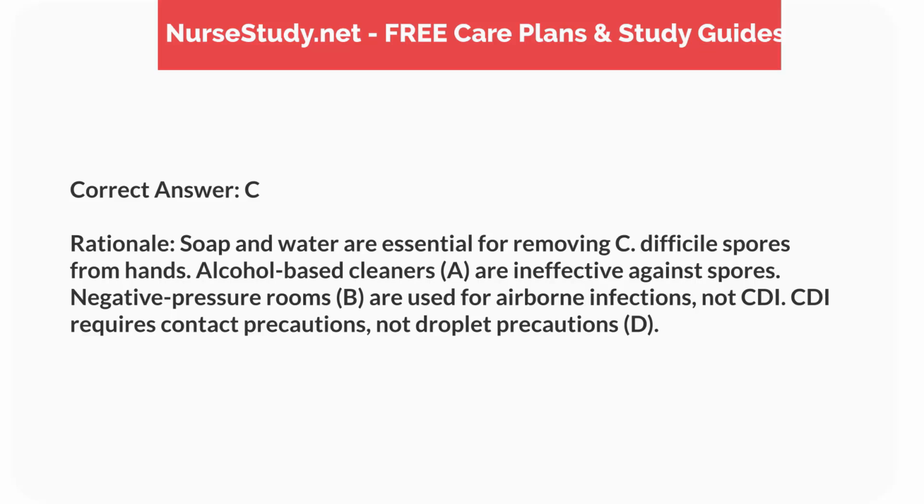Rationale: soap and water are essential for removing C. difficile spores from hands. Alcohol-based cleaners, A, are ineffective against spores. Negative pressure rooms, B, are used for airborne infections, not CDI. CDI requires contact precautions, not droplet precautions, D.